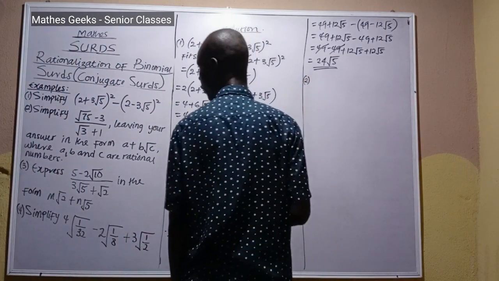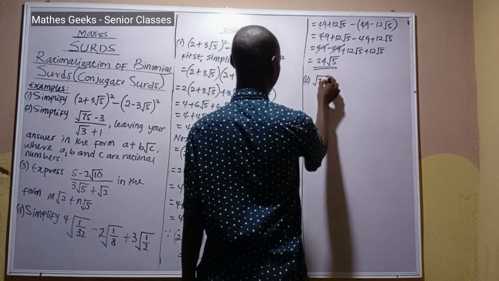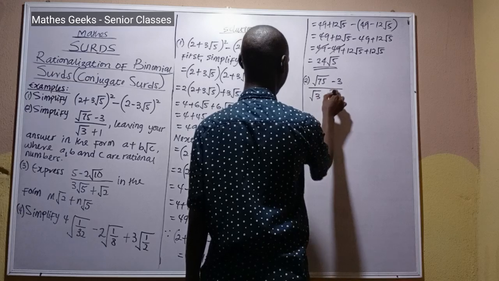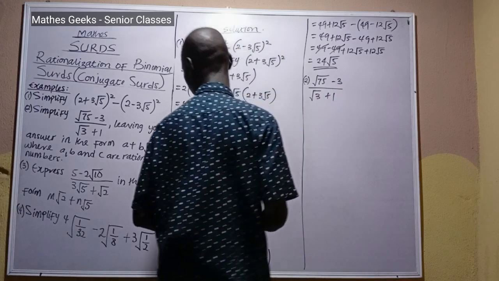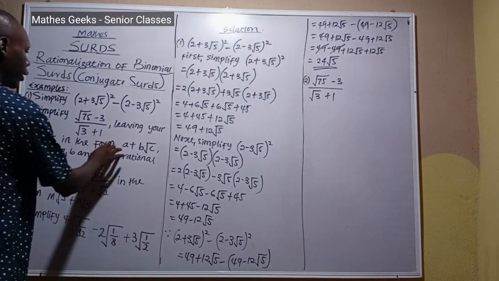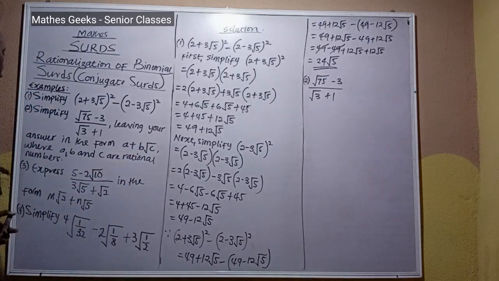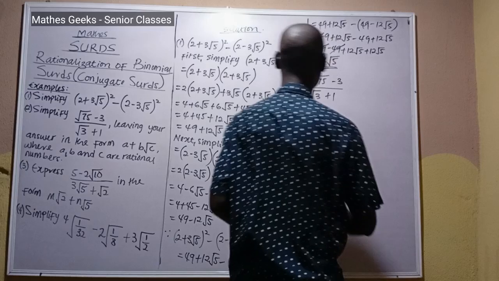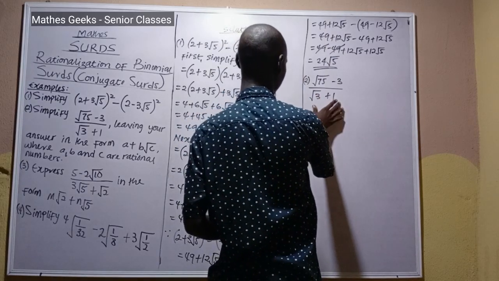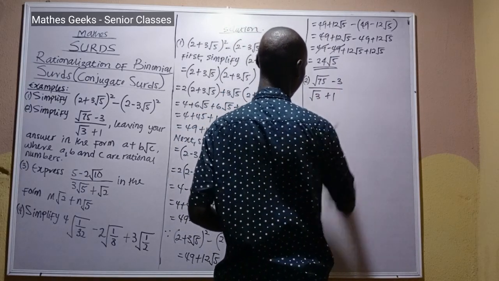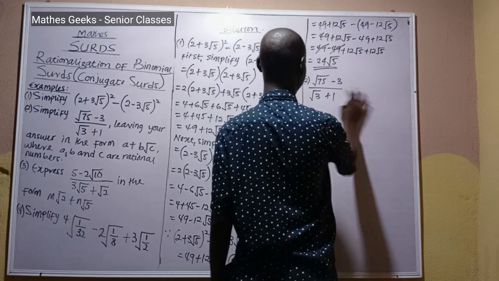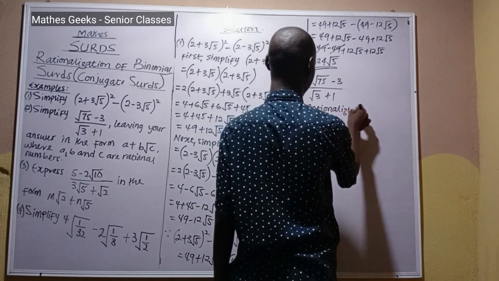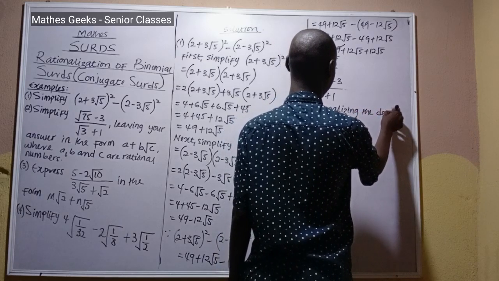Number 2, simplify root 75 minus 3 over root 3 plus 1, leaving your answer in the form a plus b root c, where a, b, and c are rational numbers. So this is a binomial surd, and of course we're going to multiply both numerator and denominator by its conjugate. This will give us, okay, rationalizing. So we say rationalizing the denominator.